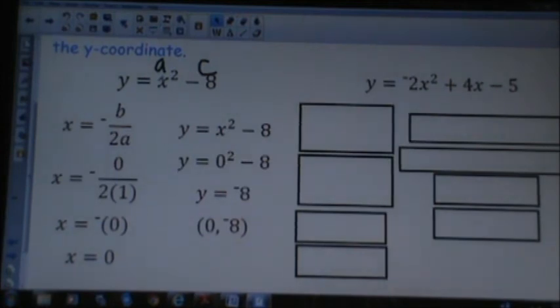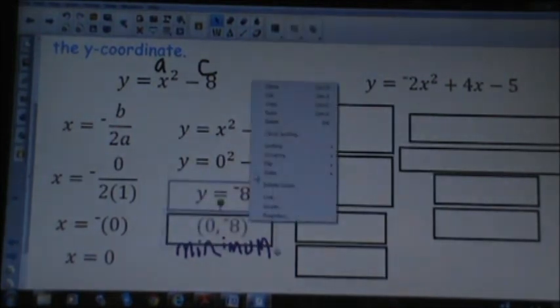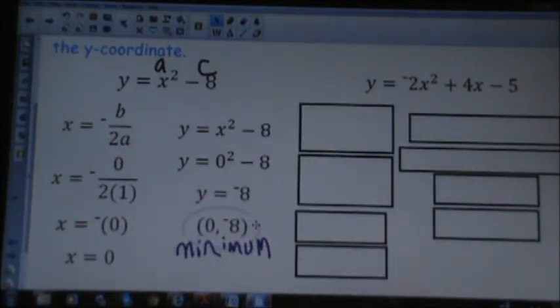Which would be my maximum, because notice the A is positive, so that means it's opening upwards. So this is my, sorry, not my maximum, this is my minimum. And I should have written that down. So this is the vertex, and it's also the minimum of this quadratic. We're going to do another example together.